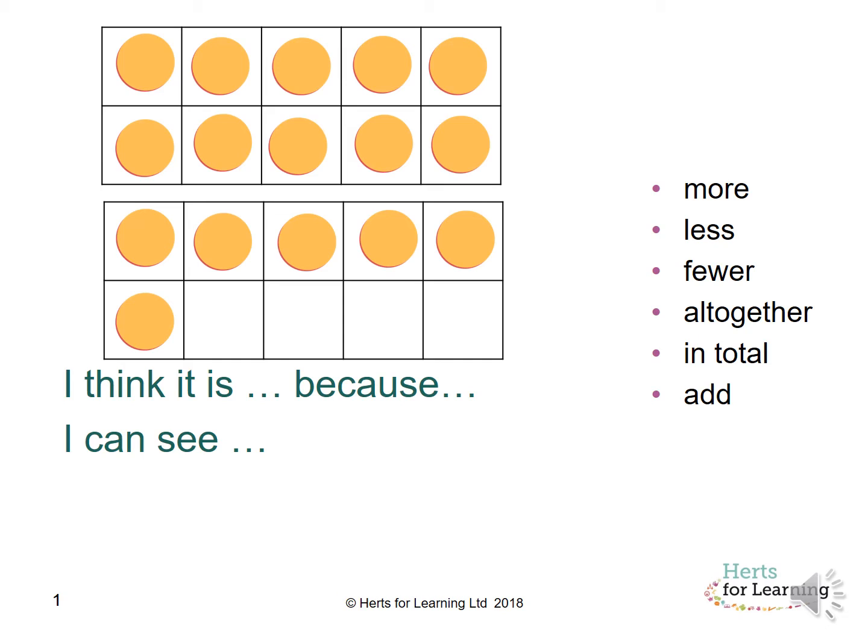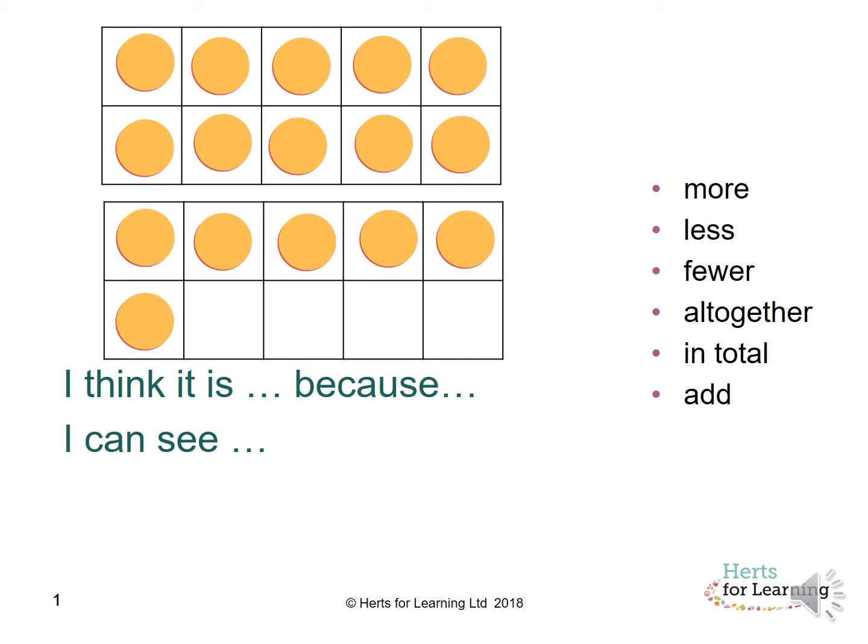So how many more than 10 have I got? So I have got 6 more than 10 because I have got one full tens frame and then I've got 6 more to make 16. So I have got 6 more than 10.